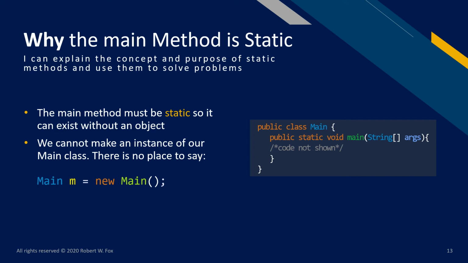But how could I do that? This is the starting point of my program. And so because I really can't do that, and the program has to start somewhere, it makes sense to just make the main static, because then it exists even though I have not created an object for it.